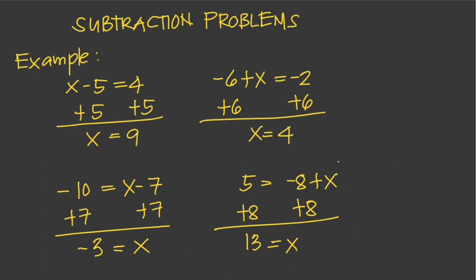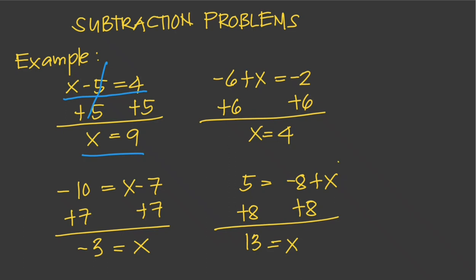Okay, another example. What if we're given this problem x minus 5 equals 4? The 5 here is negative, so we will do the opposite. Instead of subtracting, we add, because we want to get rid of 5 here. So we add 5 on both sides, the left and right. So this cancels out. We'll be left with x, and on the right, that would be equal to 9.